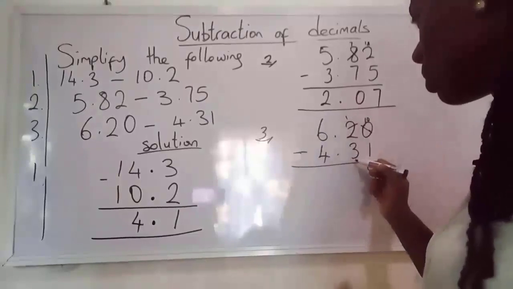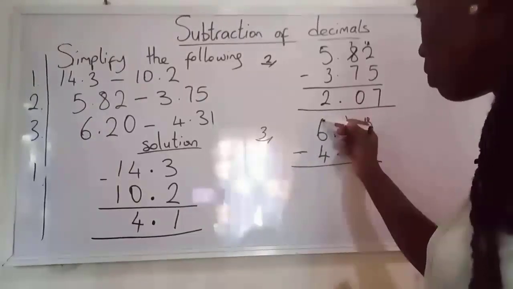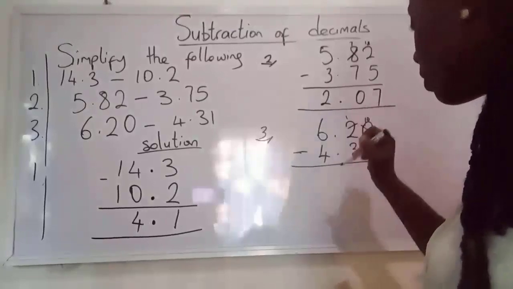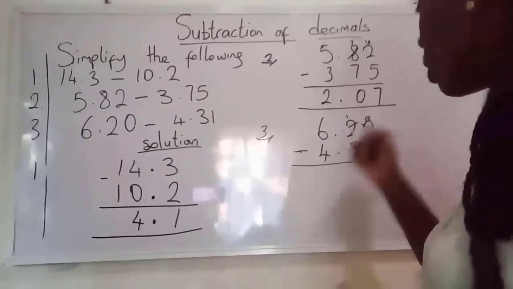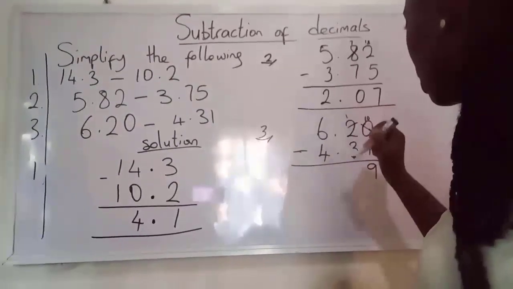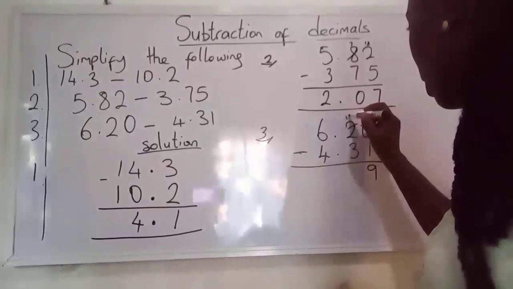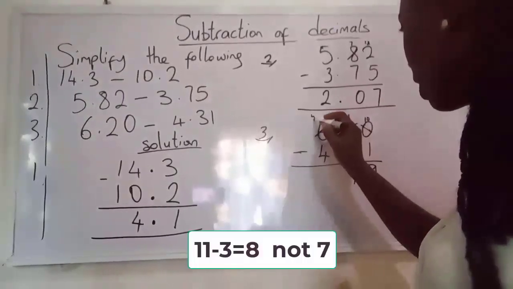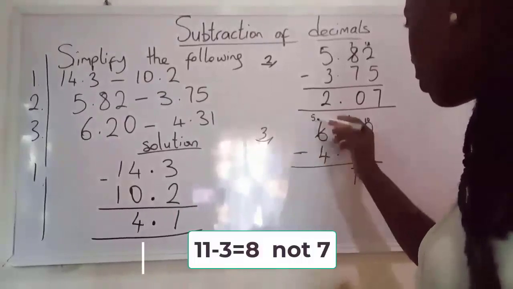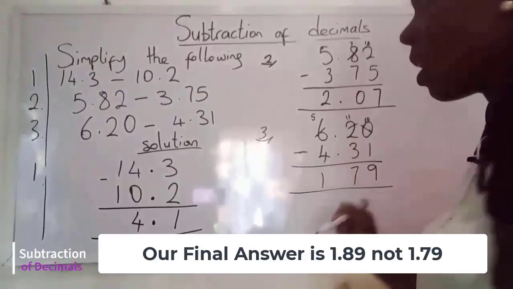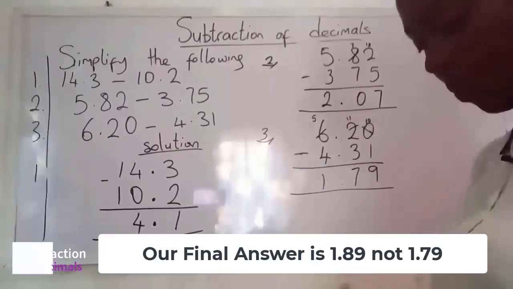1 cannot minus 3, right? So we'll take 1 from this side and add it to this place. It becomes 11. Now, for every 1 you borrow, it becomes a 10. So 10 plus 1 will give us 11. 11 minus 3 is 7. Remember, we borrowed 1 from here, so what we have left is 5. 5 minus 4 is 1. So this becomes our final answer.